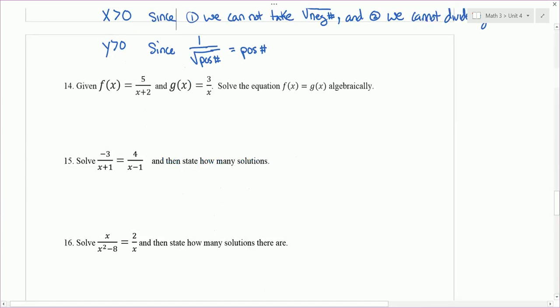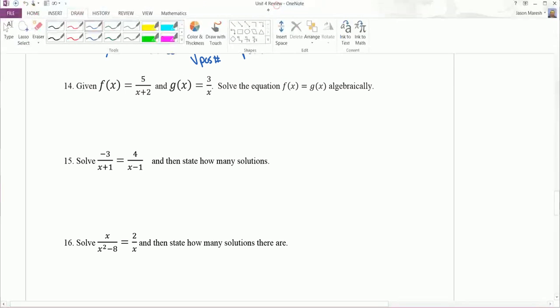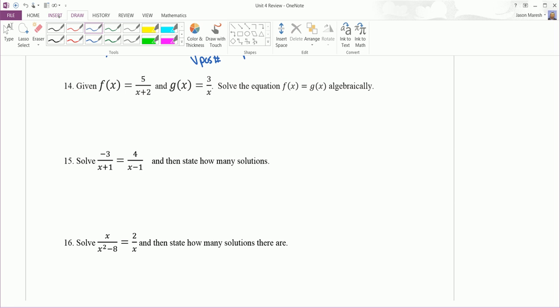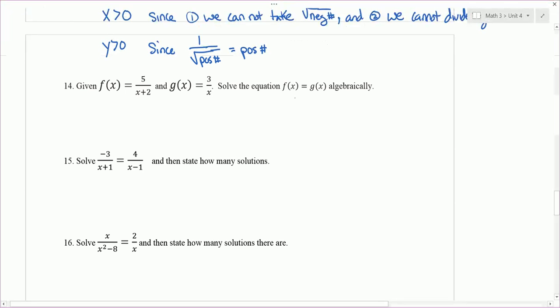Number 14, we're given two functions, f of x and g of x, and we're asked to solve f of x equals g of x algebraically. So we're going to start by setting f of x equal to g of x. f of x is 5 over x plus 2, and set that equal to 3 over x, which is g.